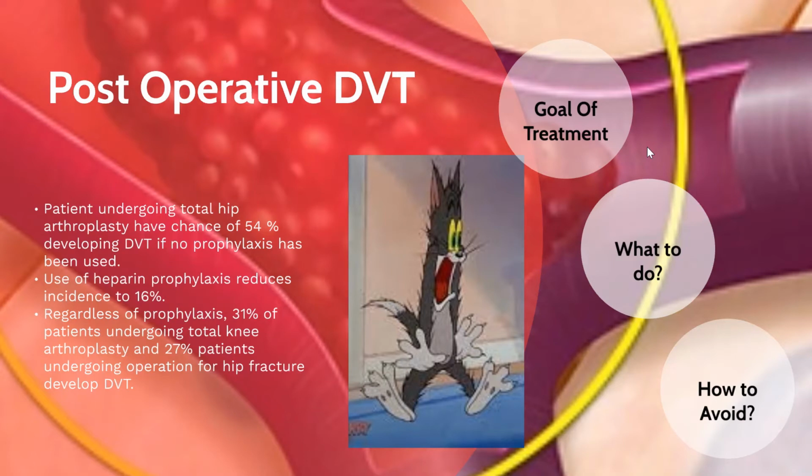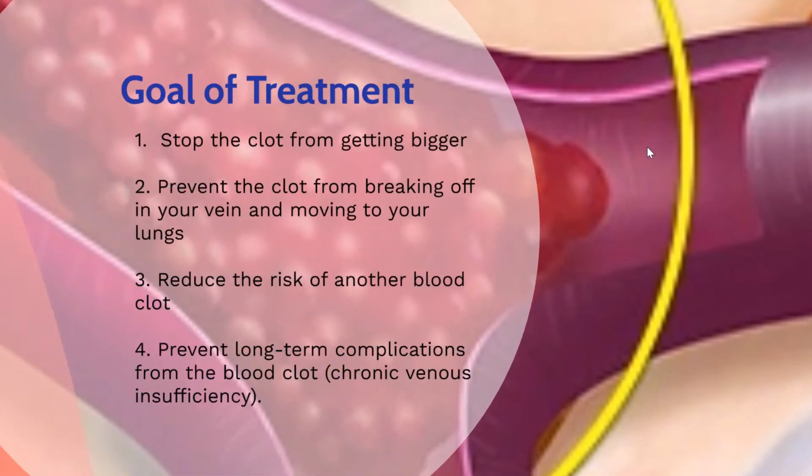Patients undergoing total hip arthroplasty have a 54% chance of developing DVT if no prophylaxis has been used. Use of heparin prophylaxis reduces the incidence to 16%. And regardless of prophylaxis, 31% of patients undergoing total knee arthroplasty and 27% of patients undergoing operation for hip fracture actually develop DVT.